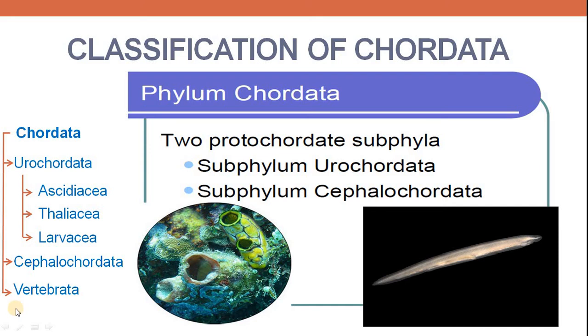Dear students, we had discussed classification of chordata in previous classes. Phylum Chordata has been divided into three subphyla: Subphylum Urochordata, Subphylum Cephalochordata, and Subphylum Vertebrata. We had discussed the Subphylum Urochordata and classified the same into class Ascidiacea, Thaliacea, and Larvacea in the previous class. We can discuss the Subphylum Cephalochordata in this class.